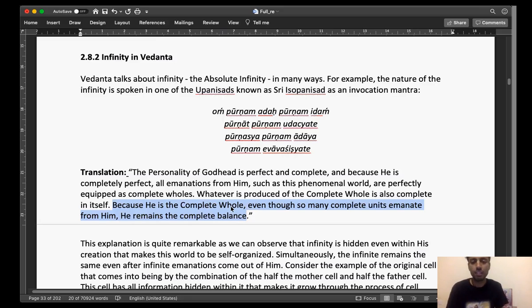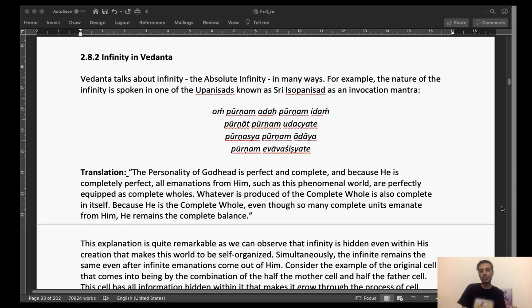He remains the complete balance. Which means Krishna does not diminish even when complete universes are taken out of Him. Each universe is complete in itself, and Krishna, the source of all universes, is complete. Even if an infinite number of universes come out of Krishna, still Krishna is not diminished. He still remains complete. This is a very beautiful understanding of the Isha Upanishad, which defines the concept of infinity.